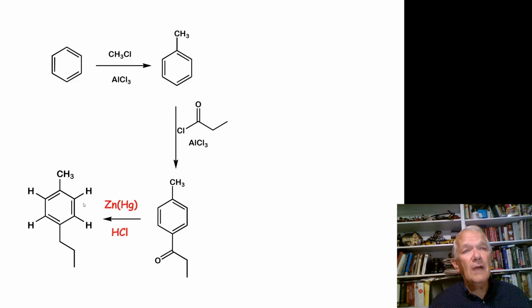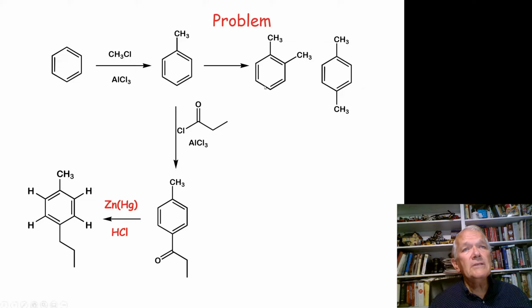So there are some possible problems, however. One is that in principle, if you think about it, you put the methyl group on the benzene, but the methyl group is donating electrons. So that means putting on a second methyl group is actually easier than putting on the first one. So the one problem is that you can get what we call polyalkylation, where you put on the methyl twice.